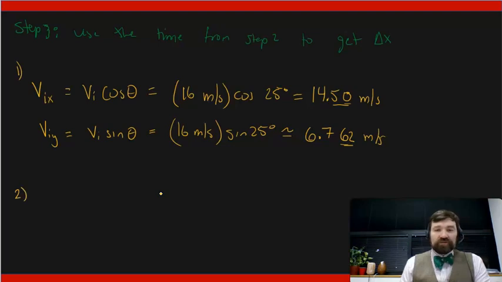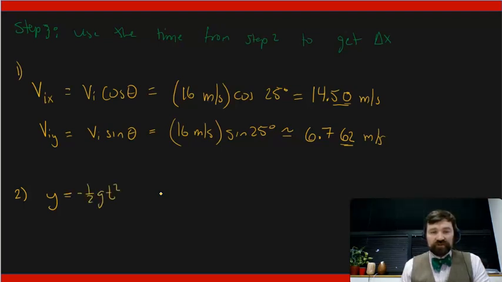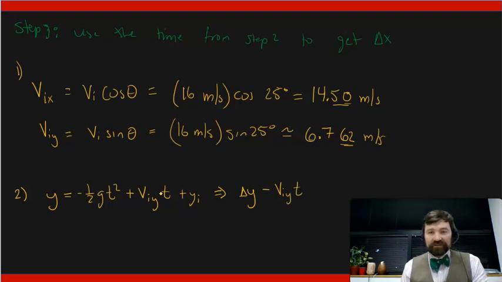All right, we're ready to do step 2. Step 2 is actually kind of the long step of this one. Step 2 says use this equation: y is negative 1/2 g t squared plus v initial y times time plus y initial. And what I'm going to do is rearrange the equation so that I have essentially a delta y plus or minus, as the case may be, a VIYT plus a 1/2 g t squared term equals 0.